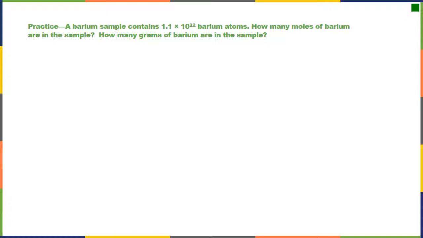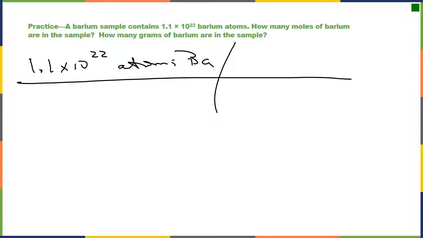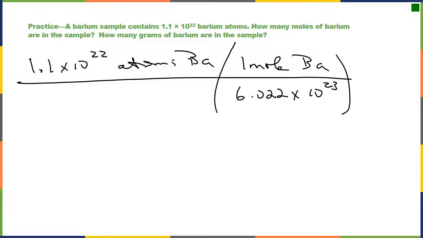All right, so let's start this out. We have 1.1 times 10 to the 22nd atoms of barium. Now we know that there is 1 mole of anything, in this case barium, for every 6.022 times 10 to the 23rd barium atoms. You can either say we're going to divide by Avogadro's number or multiply by the inverse. It's the same thing. And this is going to give us 0.0183 mole of barium.